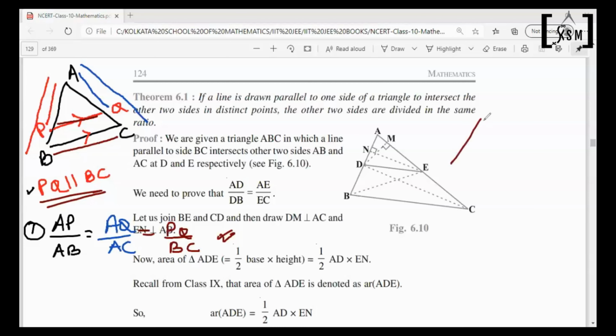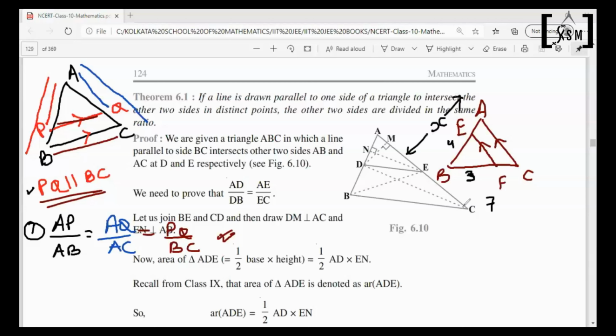Let me give you an example. In triangle ABC, let's say we have drawn a line EF parallel to AC. BF is 3, and BC is 7. BE is 4. AB we don't know.